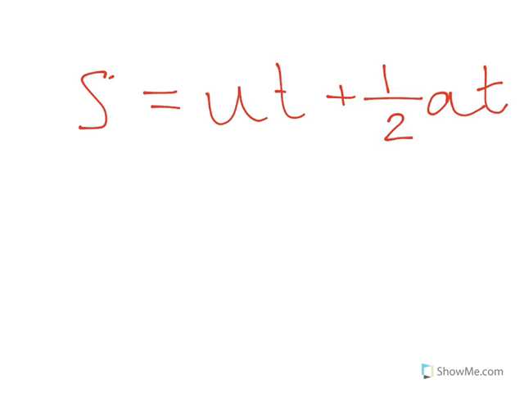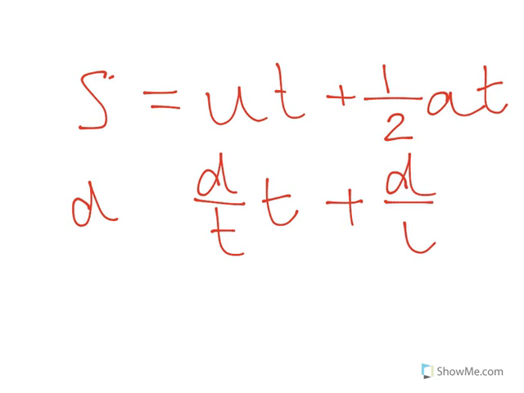We have s, which refers to the distance travelled, so that is a distance. We have u, which is its initial velocity, so that is a distance over time. Then we have t, which is the time taken, and so that is a time. We then have, separated by a plus, half at. Half is just dimensionless, it is simply a number. a refers to distance over time squared, because it is the rate of change of velocity with respect to time. And t, again, is time.